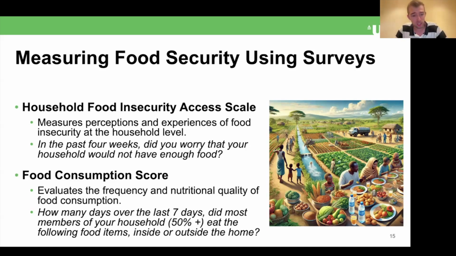And this question specifically is, how many days over the last 7 days did most members of your household, more than 50%, eat the following food items inside or outside of the home? And then it lists, for example, meat, dairy products, cereals, and many other nutritious food groups. So that's how we usually measure food security for communities and households.